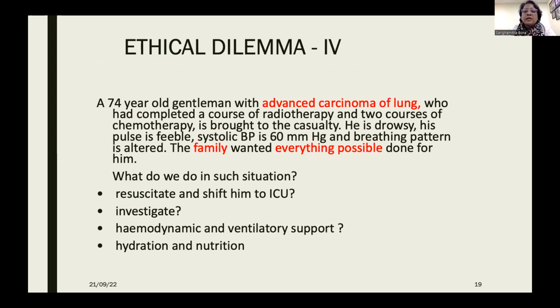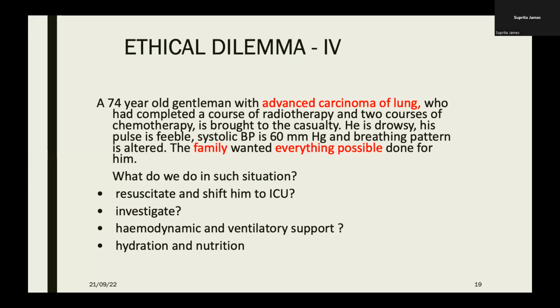So this brings us to another scenario, and this is a 74-year-old gentleman with advanced carcinoma of lung. He has completed a course of radiotherapy and 2 courses of chemotherapy. He's brought to the casualty. He's drowsy, his pulse is feeble, his systolic blood pressure is 60 millimeter of mercury, his breathing pattern is altered. The family now wanted everything possible to be done for this patient. Okay. And what do we do in such a situation?